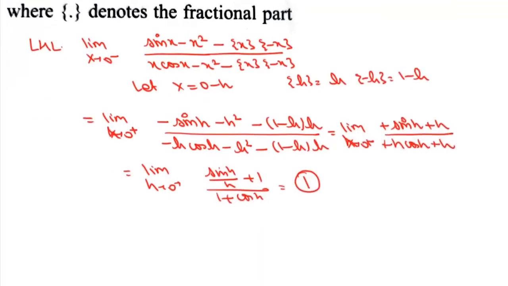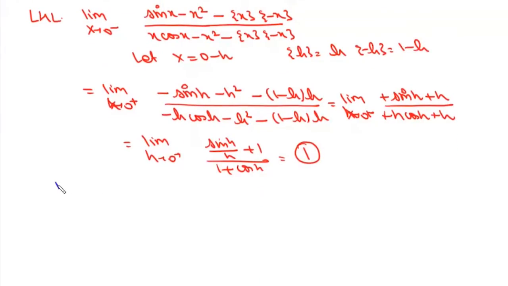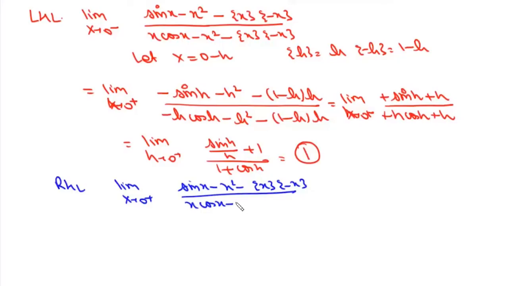Now we'll find its right hand limit. For the right hand limit, it will be limit x tends to 0 positive of sine x minus x square minus fraction part of x, fraction part of minus x, upon x cos x minus x square minus x minus fraction part of minus x. Here we'll take x as 0 plus h, and then again fraction part of h is h and fraction part of minus h is 1 minus h.